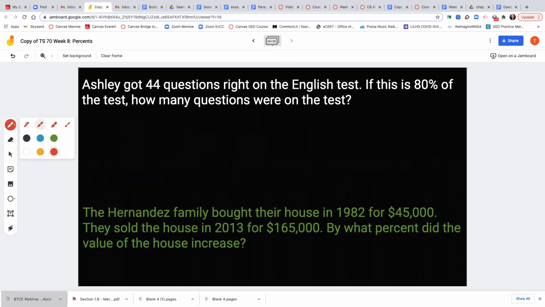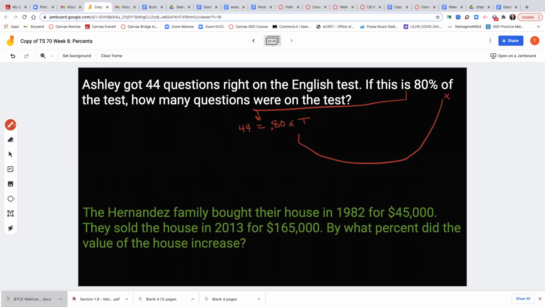If this equals, so 44, I'm just going back to my other formula, equals 80%, 0.80 of, okay, of is times, and they want to know how many, I'll use T here, okay? So we're back to the original formula there for figuring out things. So she got 44, that's the part. This is equals, there's the word is, so that's equal, okay? Is 80% of, of is times, that's times, okay? And they want to know what the test is, the whole total, okay?